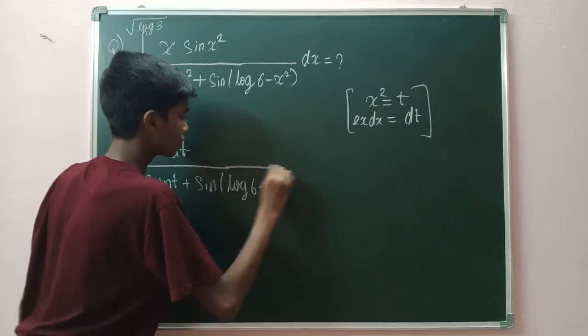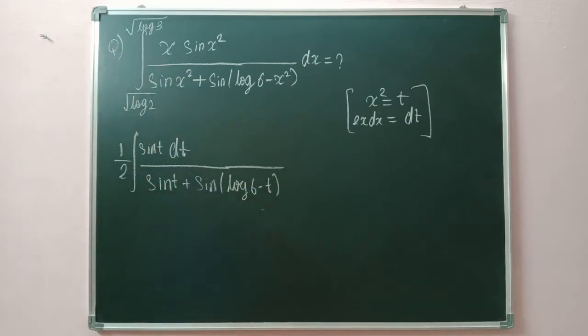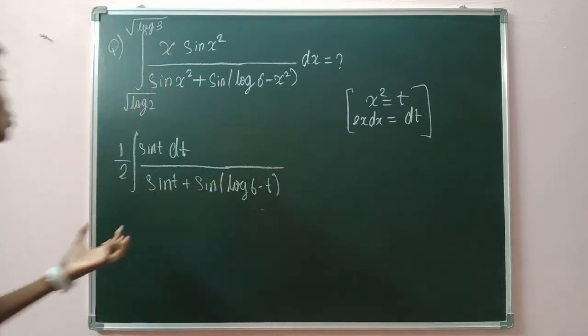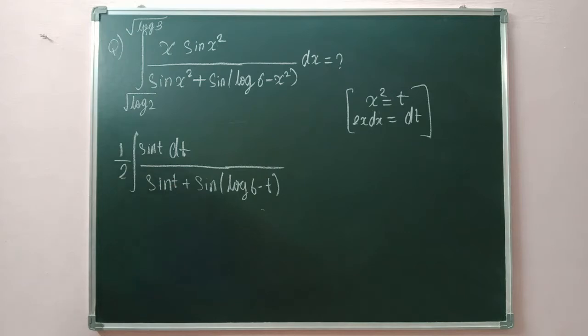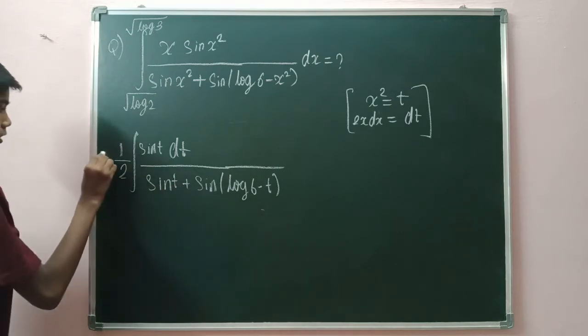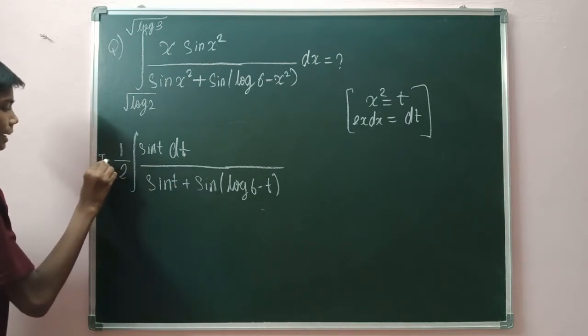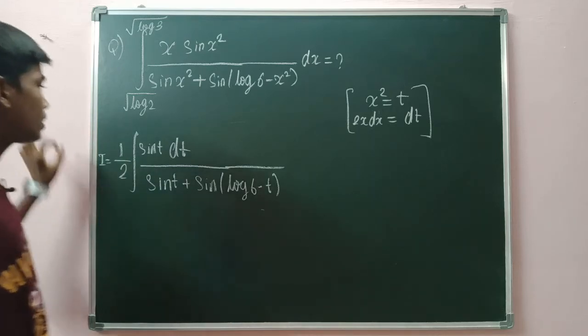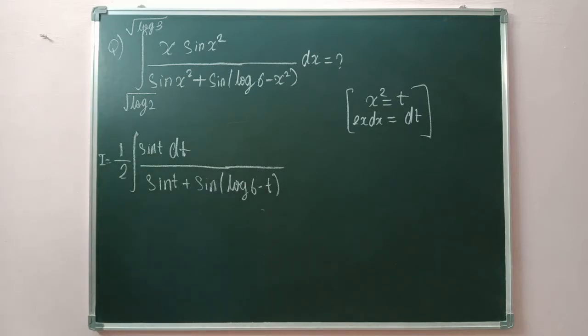This is the type of integral that you guys will be left out. When you take x square as t, you get dt is 2x dx. Now let me take this integral as I. So I is equal to 1 by 2 into integral of sine t dt divided by sine t plus sine of log 6 minus t.